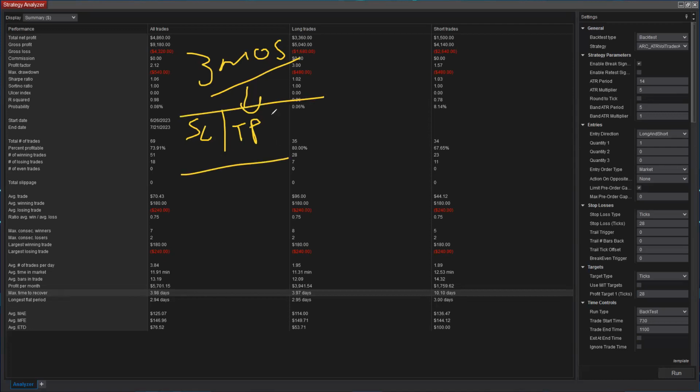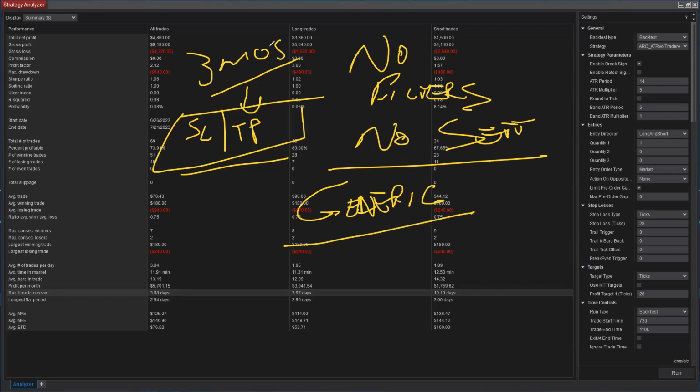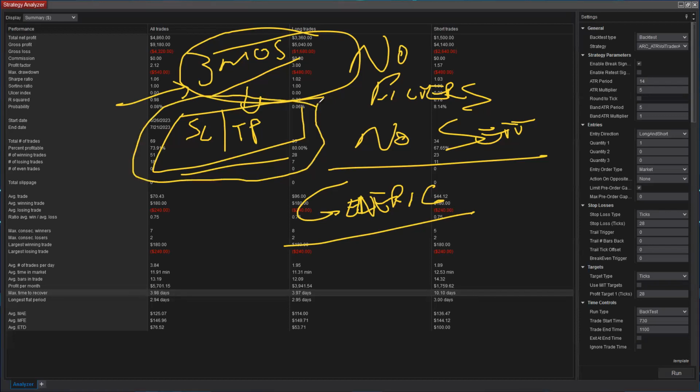And I'll optimize for that first. No filters, no settings. I'm going to use ultra generic settings. I don't want 3 months to be my optimization, because that's too long of a period. What happened 3 months ago is not necessarily what's happening today, but it'll give me some insight as to what the range of the stop and target need to be.